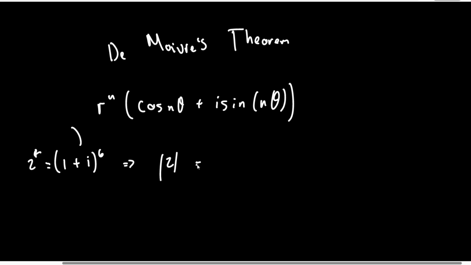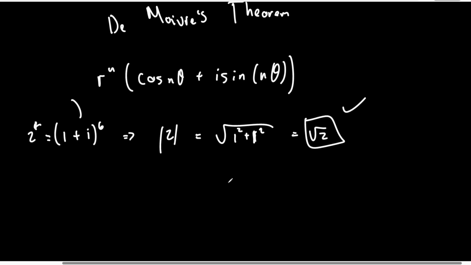So let's find the modulus. It's the square root of 1 squared plus 1 squared, which is equal to the square root of 2. So we got my modulus. Next, I can find the argument of z: tan theta is equal to 1 over 1. And as discussed earlier, theta will be pi over 4 since this is 45 degrees.